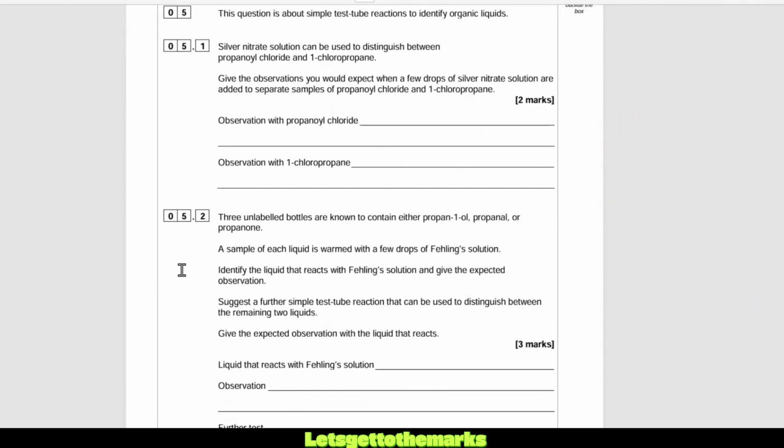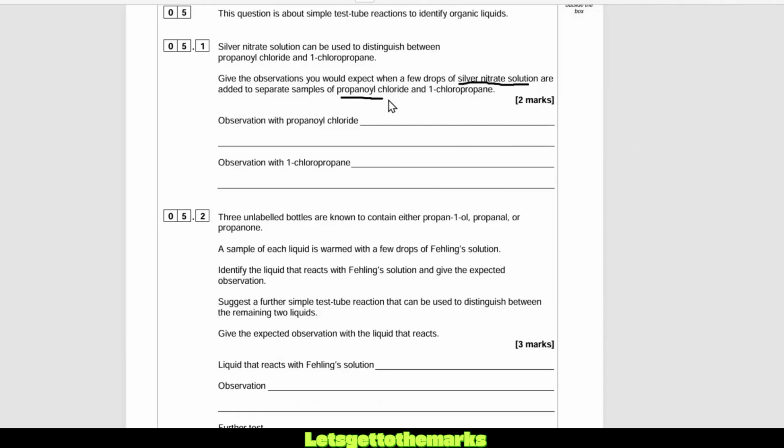Okay, we're on question 5. This question is about simple test tube reactions to identify organic liquids. Silver nitrate solution can be used to distinguish between propanoyl chloride and 1-chloropropane. Give the observations you'd expect when a few drops of silver nitrate solution are added to separate samples of propanoyl chloride and 1-chloropropane. It's worth 2 marks. Why don't you pause the video, see if you can do this one, and then I'll go through the answers. Not an easy one, actually, quite tricky.